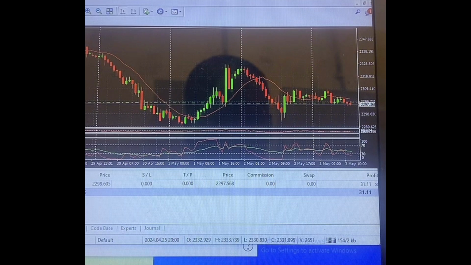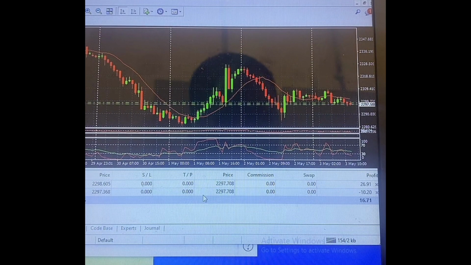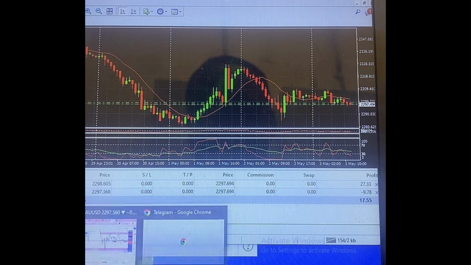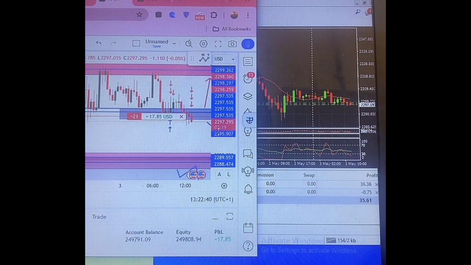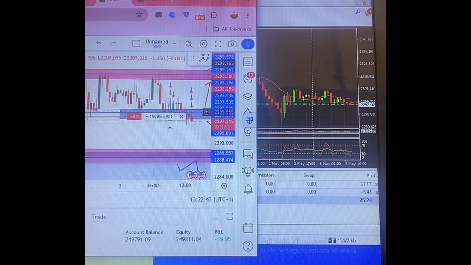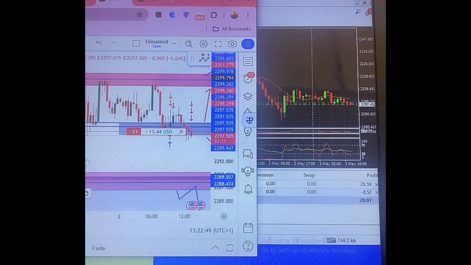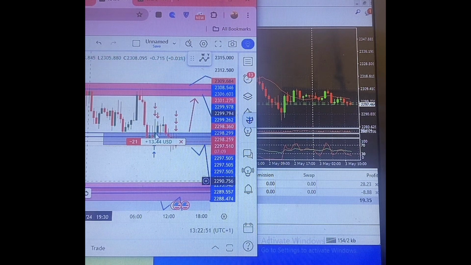Okay, so we'll wait for the breakout. I'm still selling. I have entered just two layers. I'm just waiting. I want to see the movement. I'm hoping it breaks completely and falls down to maybe 2292. Yes, 2292 around that zone. Then we can secure our profit. Okay, as you can see, it's still going down.